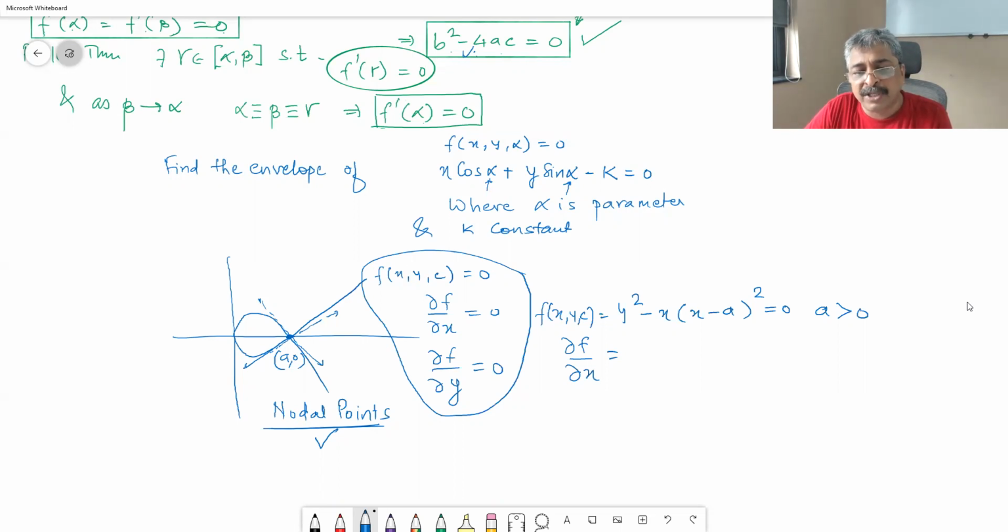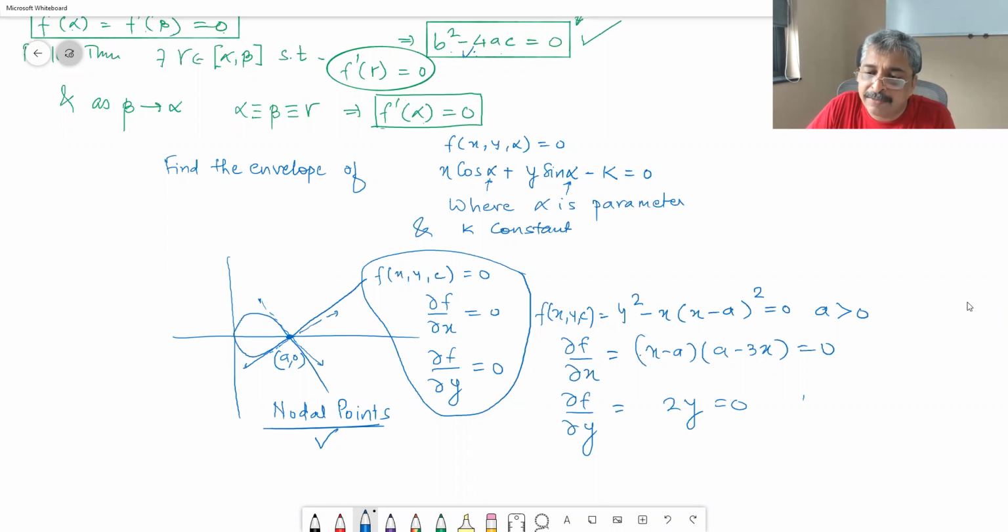Del f by del x means keep everything else constant except x. So del f by del x in this case, I will write down because I have a little less time: x minus a into a minus 3x is equal to 0. So this is del f by del x, and del f by del y is equal to 2y is equal to 0. So if we take these three equations simultaneously and solve them, we get x is equal to a and y is equal to 0. That is the point where we have confusion about the tangents, and that is your nodal point.